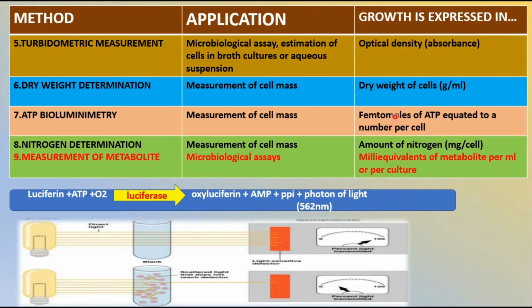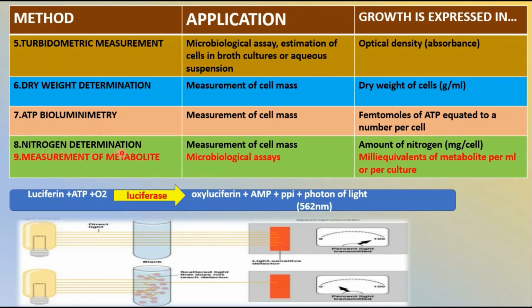Then the growth is expressed in femtomoles of ATP equated to the number per cell, where 1 femtomole is equal to 10 to the power of minus 15 moles. So that's how the femtomoles of ATP are calculated. We have discussed this in the previous part, where you can go through it.